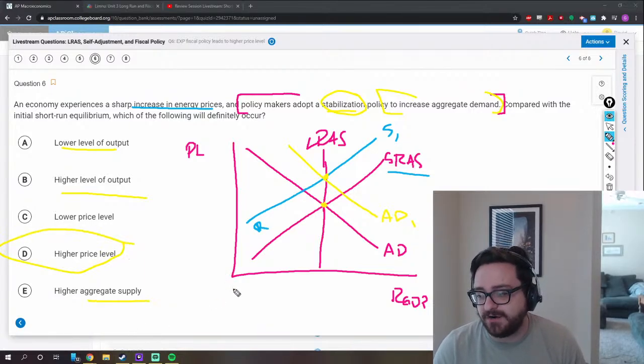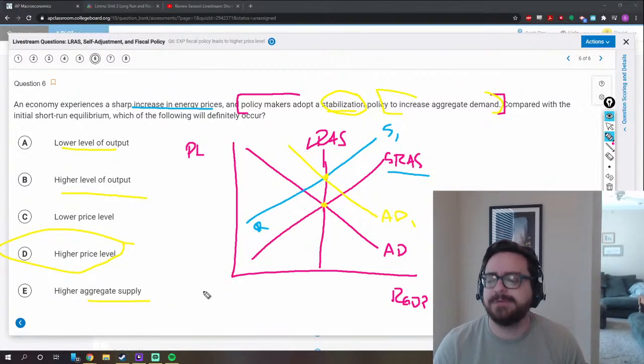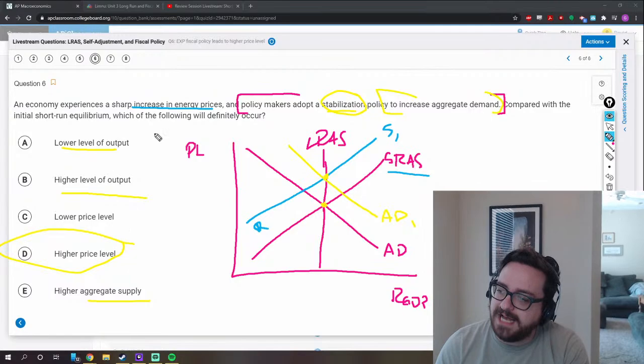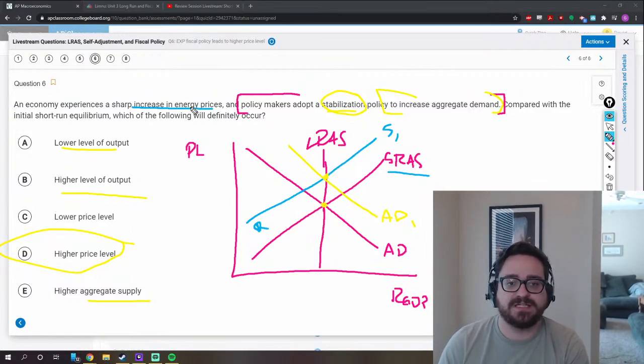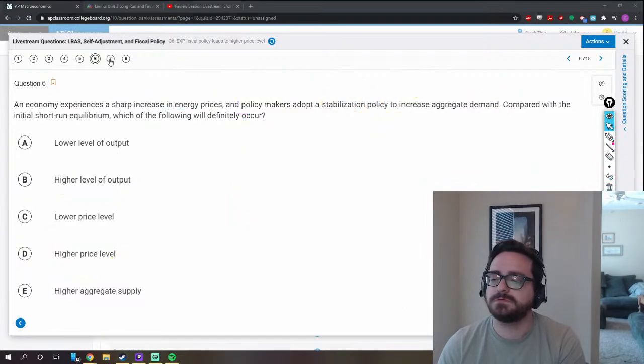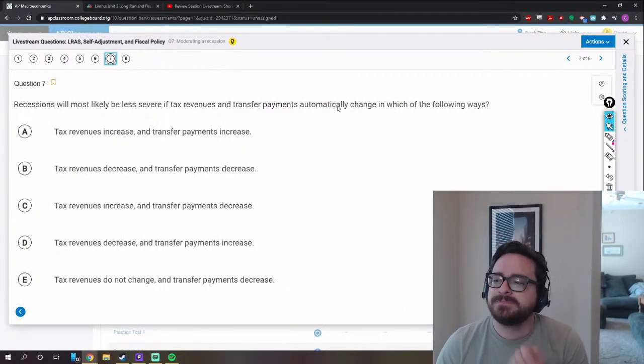I don't have a higher aggregate supply. I actually have a lower aggregate supply. My price level is most definitely bigger, though, because we had energy prices go up. That should increase price level. And then we have more spending, which should make prices go up even more than before. So higher price level.